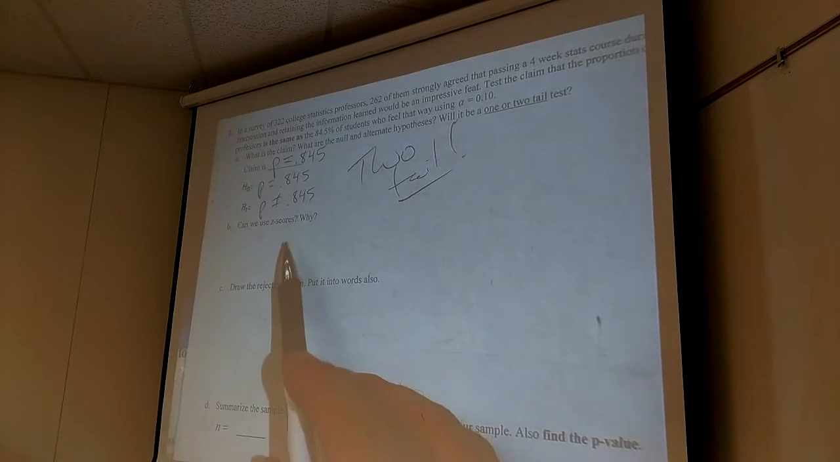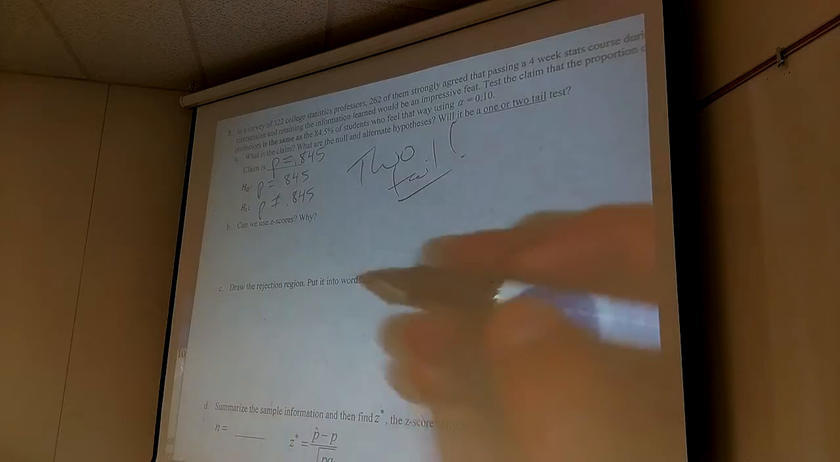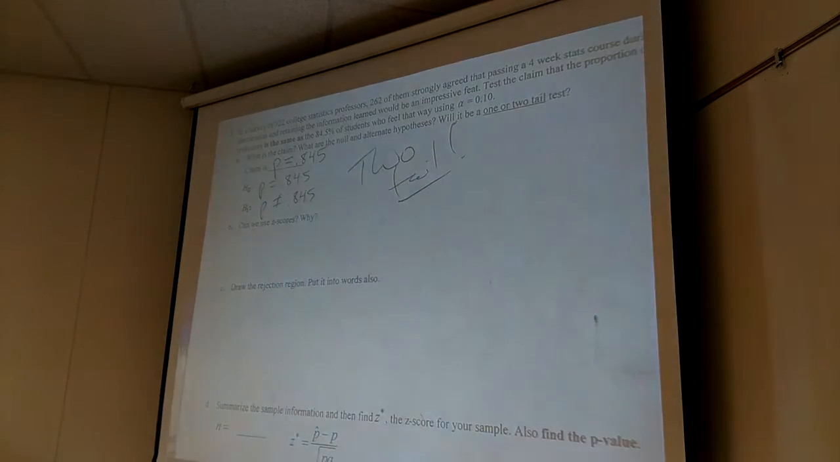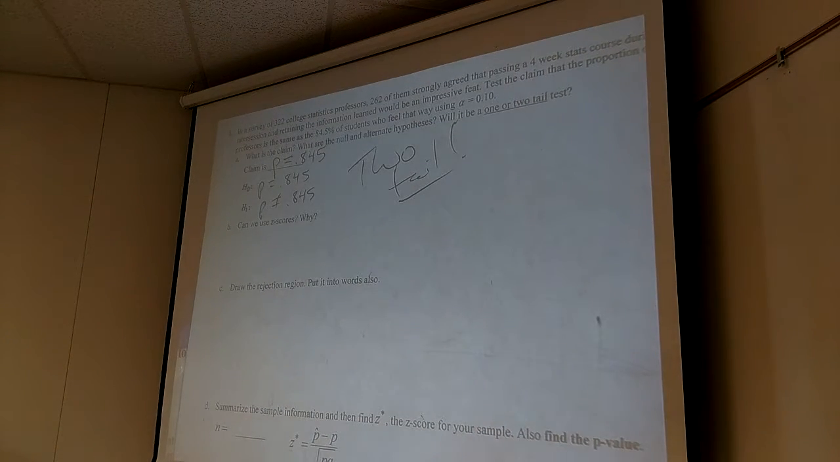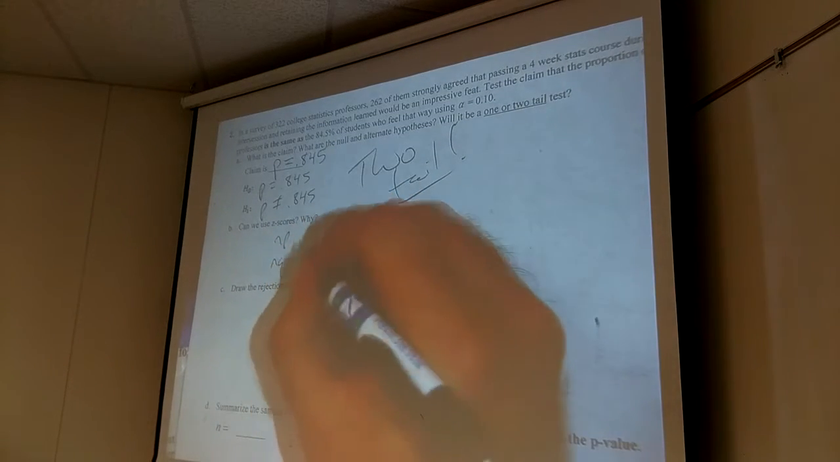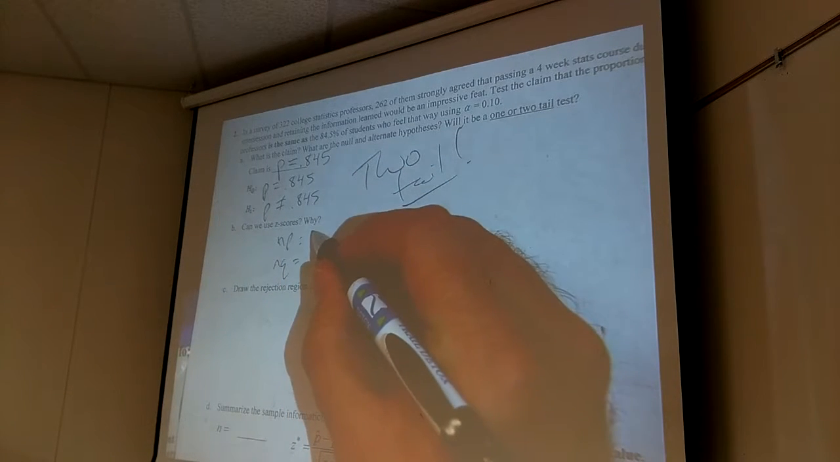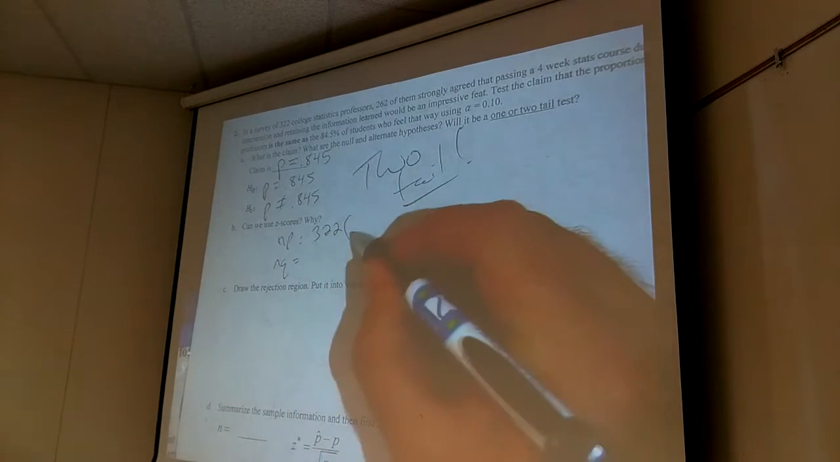Can we use z-scores? What do I have to check? NP and NQ. Yeah, I don't have any standard deviation. I don't need any standard deviation. We're going to create it later. What kind of problem is this? It's a percentage problem. And what do I check for percentage problems? NP and NQ. What's N? Say again? 322. And what's P?